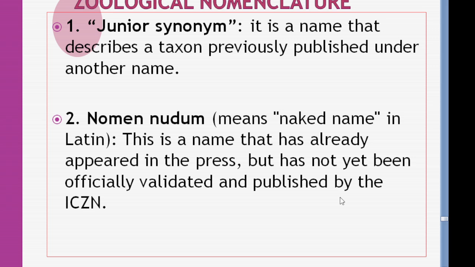Let's take an example. If you use Homo sapiens, but Homo sapiens isn't validated by the ICZN, you must put after Homo sapiens this term nomen nudum, and each zoologist will understand that it isn't validated by the ICZN.